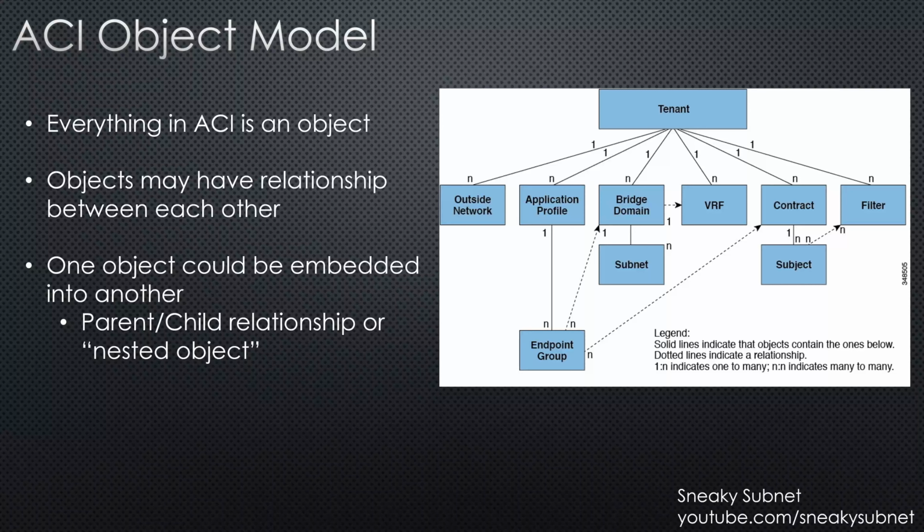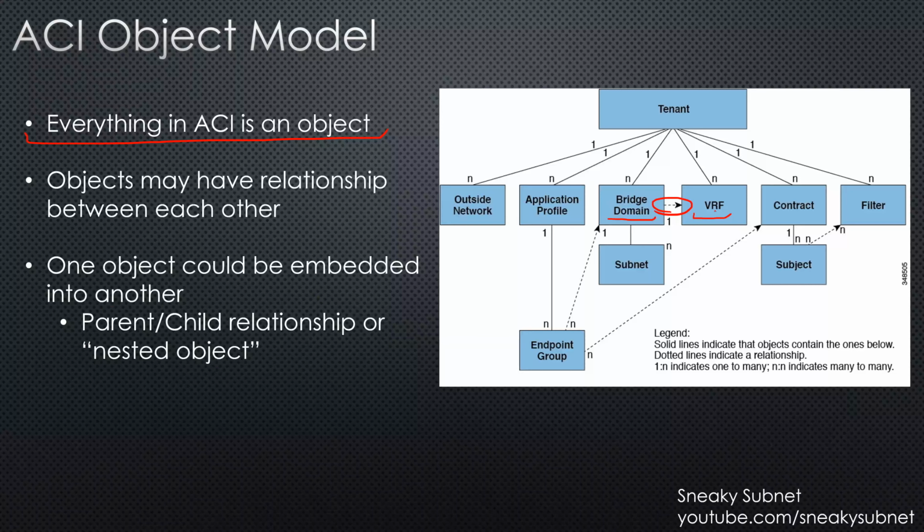But at the very basic level, you should understand that everything inside ACI is an object. Objects may have a relationship between each other, like, for example, bridge domain and VRF. When you create a bridge domain, you associate it with a VRF. And one more thing, one object could be embedded into another. Parent-child relationship or nested objects.